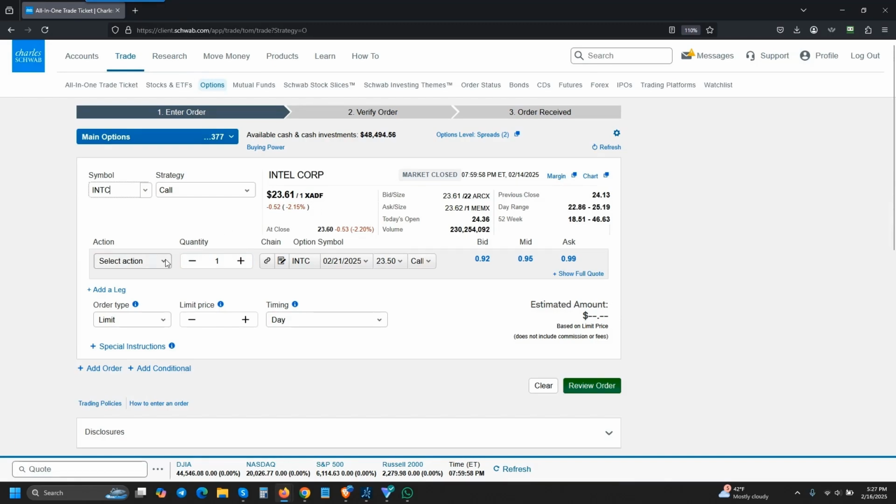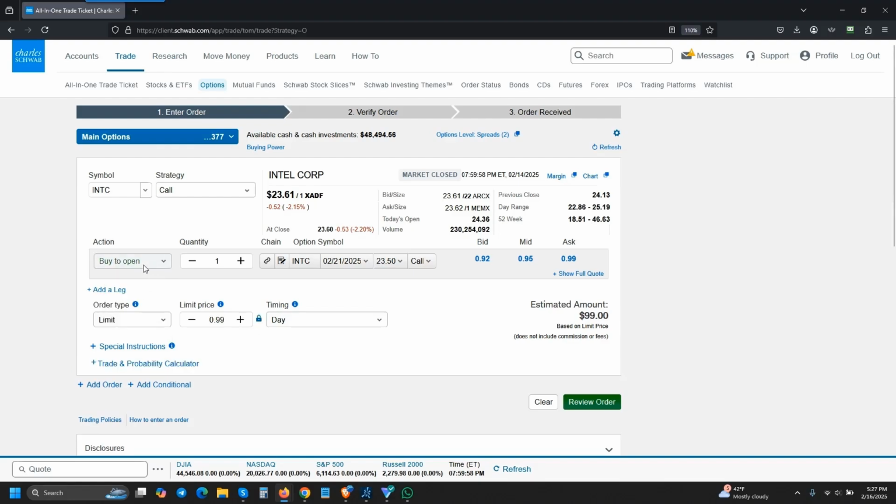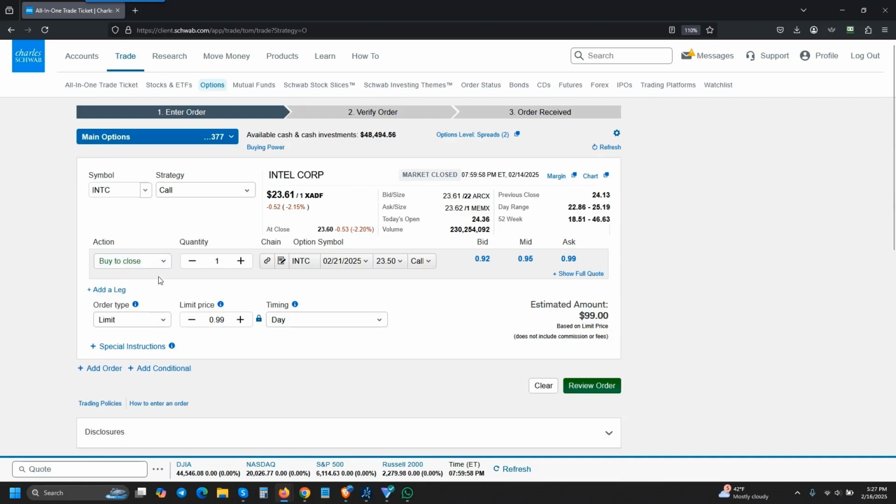Then I come down here and I select an action. I could buy to open, not what I want to do. If I did that though, it would show green. It's showing that I'm buying. Buy to close means that I have sold a position and I need to close that position. There are times in trading strategy, and maybe you've done this, where you've sold an option and now you need to close the position by buying back those options.